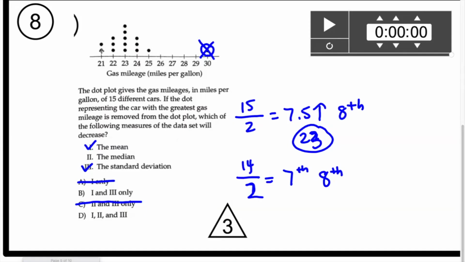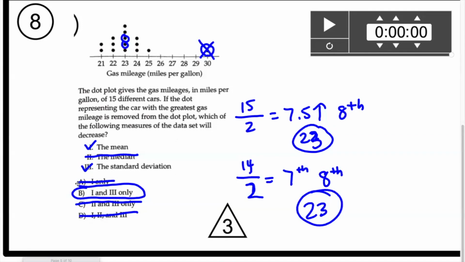But when I go and I do 1, 2, 3, 4, 5, 6, 7, the 7th and 8th values are 23. So it's going to still be 23. Because there are so many 23s, the median does not change. All right. So it is B. But I did have to check it, because there is a way in these problems for the median to change if you remove a data point. So we did have to check. And how you checked, whether you wanted to cross them out or whatever, this is just how I decided to do it.